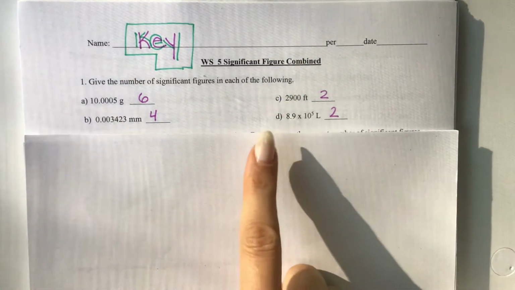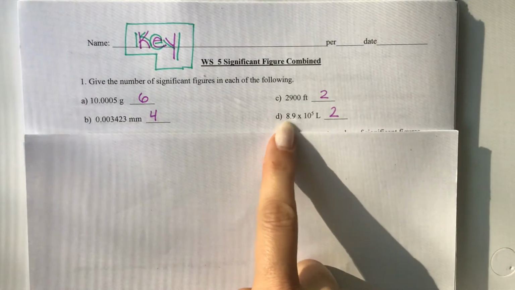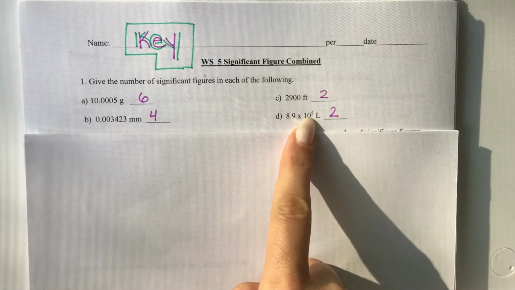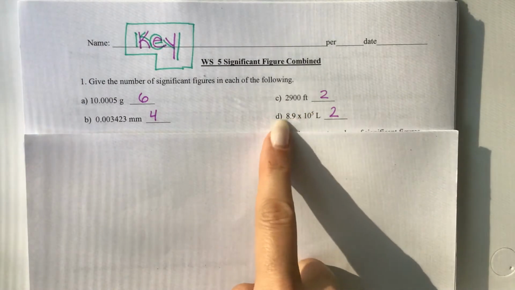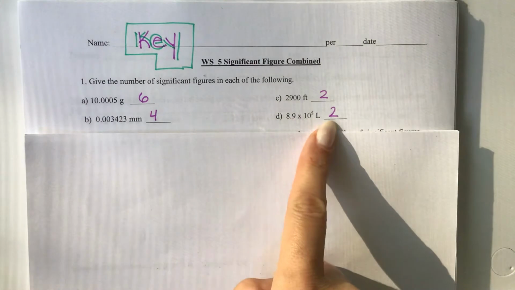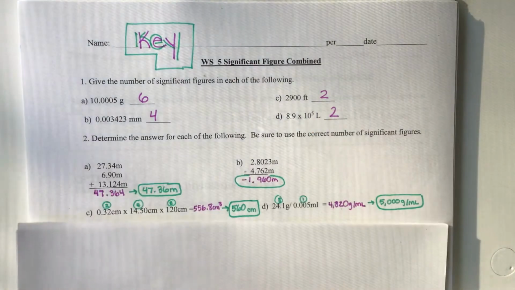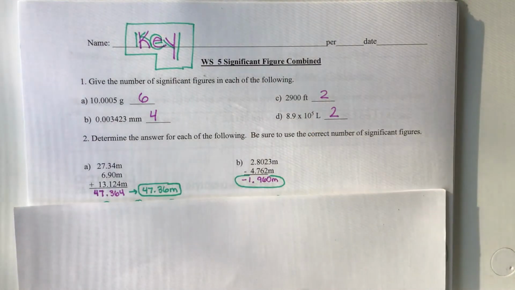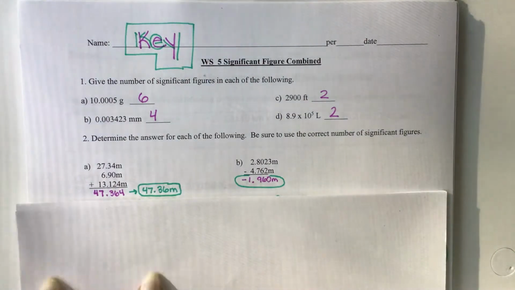And then for scientific notation, you always look at the measurement, which is up here in the front. Remember, these are just places, and they're not significant. So therefore, the measurement in scientific notation holds all the significant digits. So there's 2. Okay, now let's look at our next part right here, and we're adding in part A.